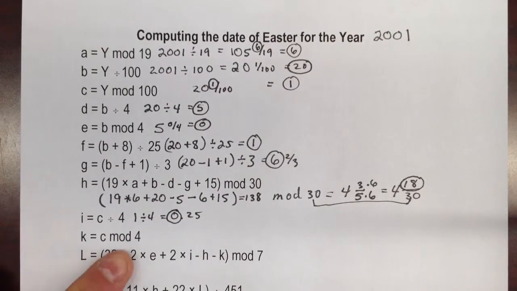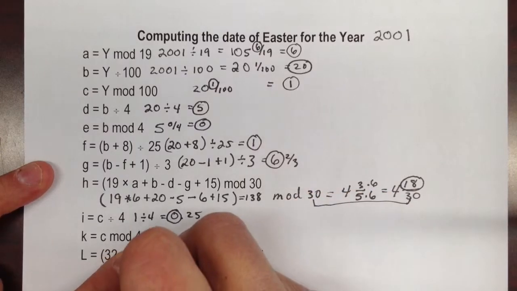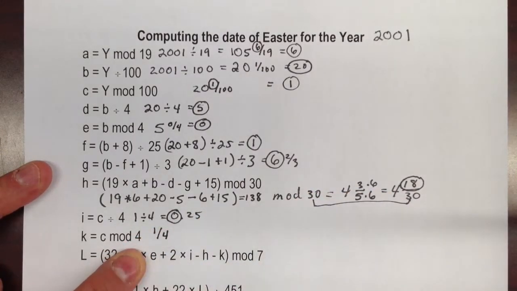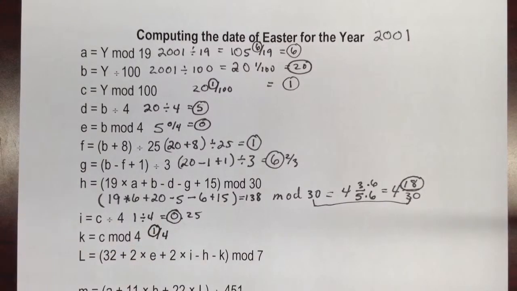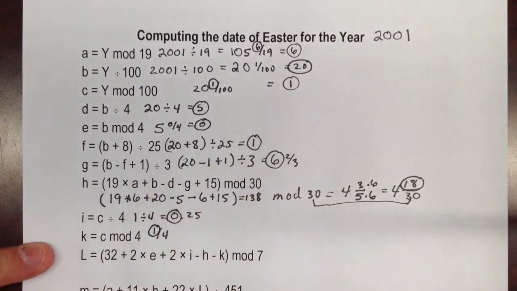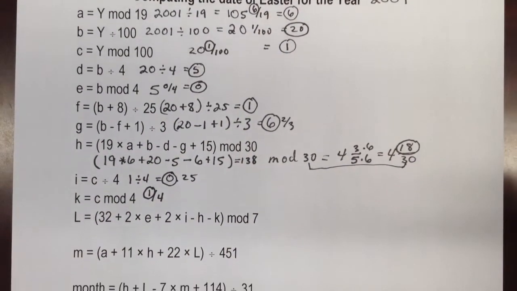K is C mod 4, so it's the same thing, but this time think of it as a fraction because we have to look at remainders. In this case, 1 is a remainder, really, because there's no whole number. And 1 is K. Now we're going to start using a lot more of these things from the first part in the next parts, so keep watching as we refer back to them.